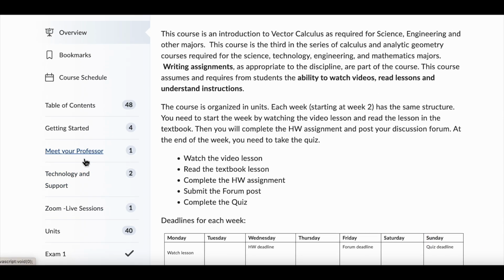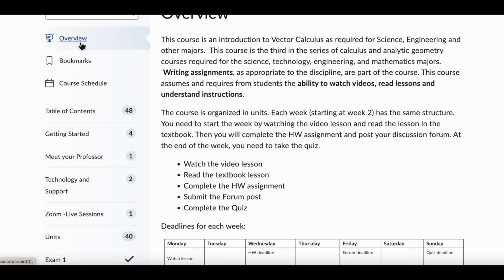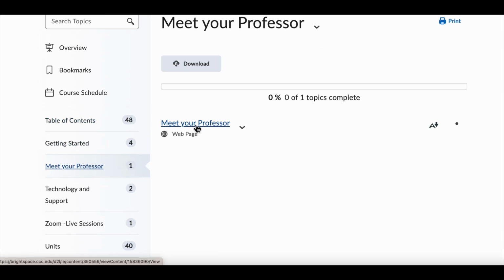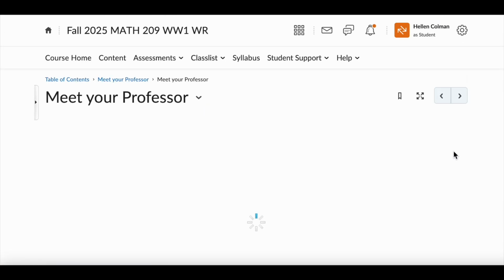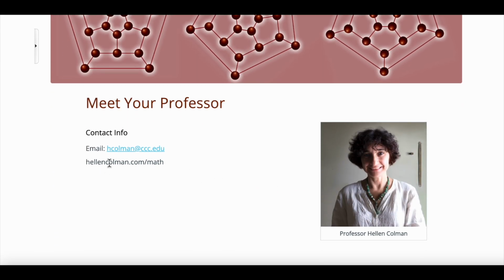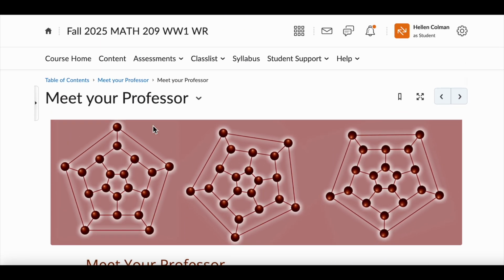Let's come back to this navigation bar where we have this overview that we just visited. And let's start here in the table of contents. Let's look at what the different tabs are that you have here. The first one, Getting Started, is the one that you should be working on right now. So this is the work for the first week of classes. Here in Meet Your Professor, you have essentially my email address and my website.